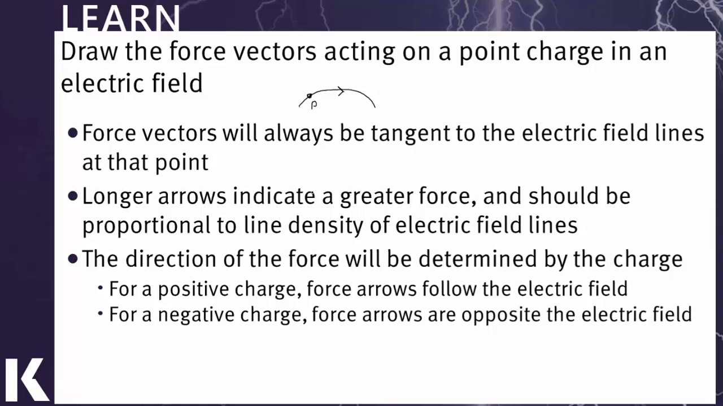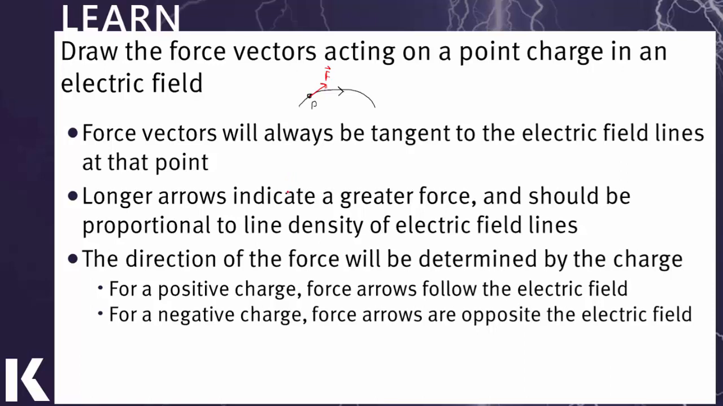Now the electric field, as we talked about earlier, points in the direction that a positive charge would experience a force. So the force vector itself will always be tangent to that field. So at that point P, the tangent line just touches the electric field line at that point, and we've got our force vector. So the force is always tangent to the electric field at the point you're looking at. And just like back when you learned about forces in first semester, longer arrows indicate a greater force.